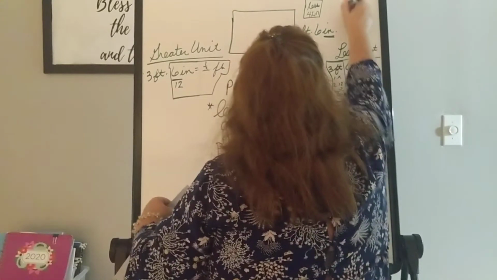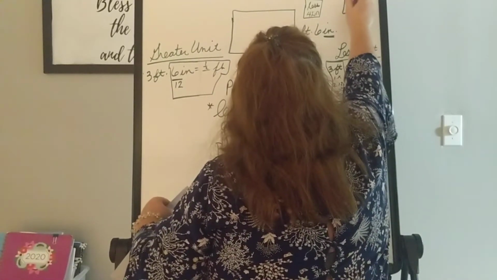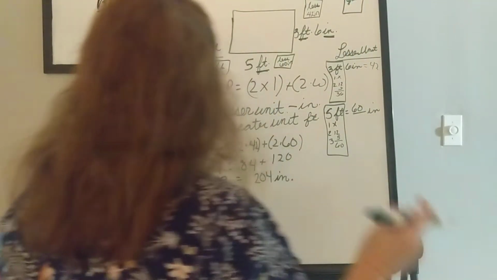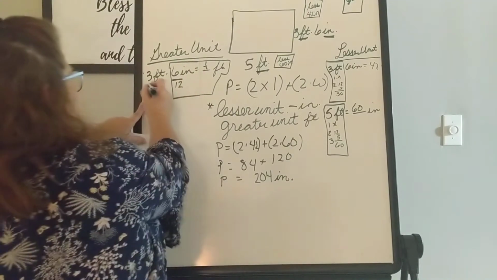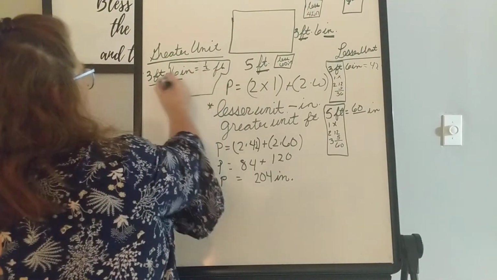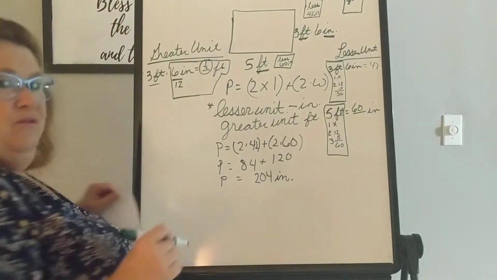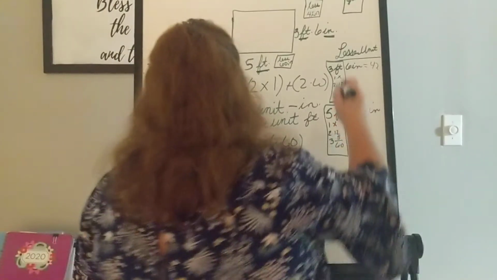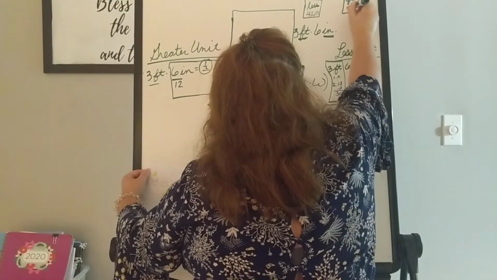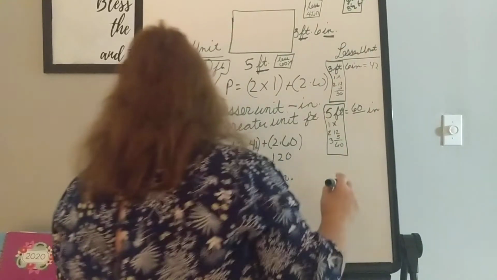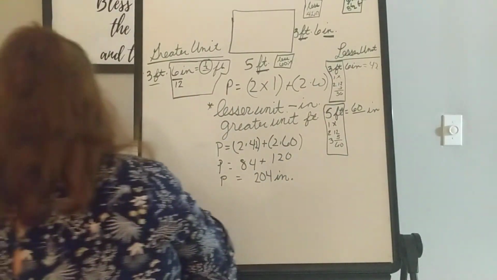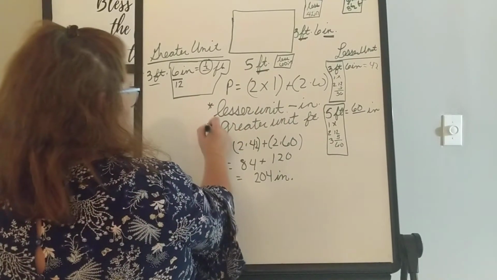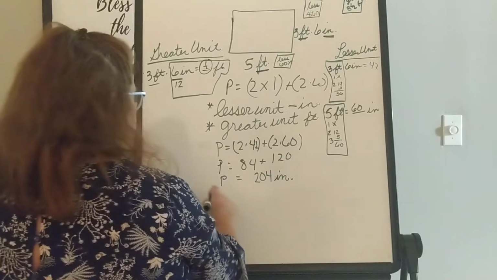So you come over here, we're going to make our box, and we're going to say the greater unit would be 3 feet. Here's our 3 feet, and 1/2 foot, because we turned our 6 inches into 1/2 feet, okay? So 3 1/2 feet. All right, so now we are ready to find our perimeter using the greater unit, okay?